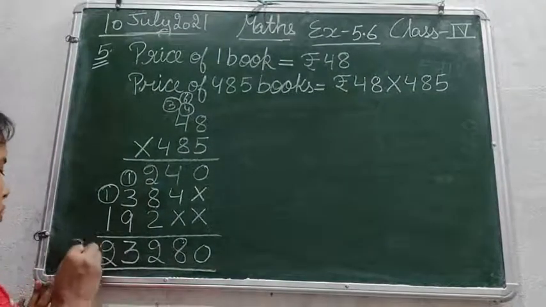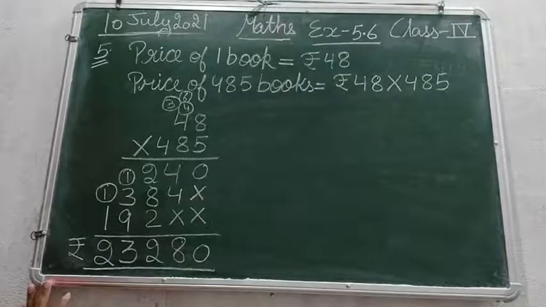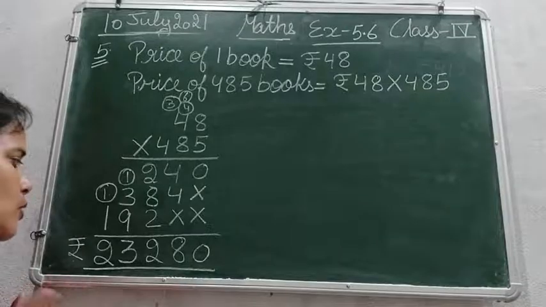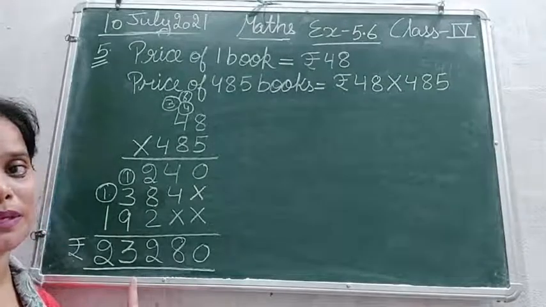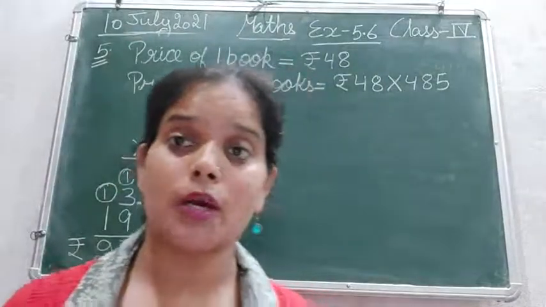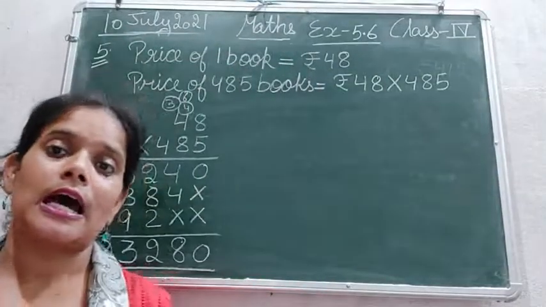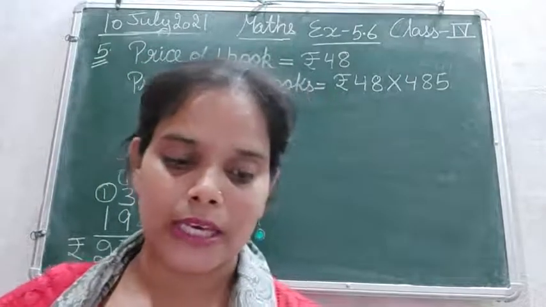So that's why we are going to put a rupee mark here. तो रुपी का साइन हम यहाँ लगाएंगे क्योंकि हमारे पास प्राइस आ रहा है. So the price of 485 books is 23,280 rupees. Now, अब देखिए, we need to write down the solution sentence and that we are going to write down according to the question. So question में देखिए क्या दिया है.